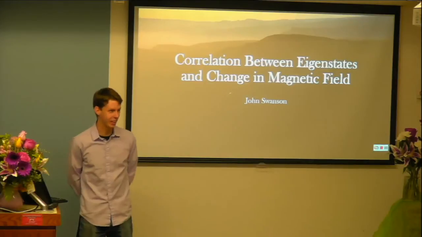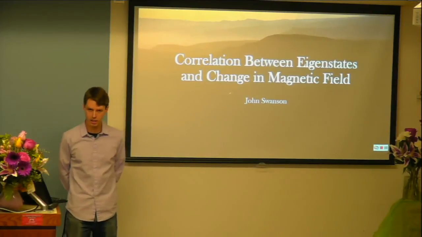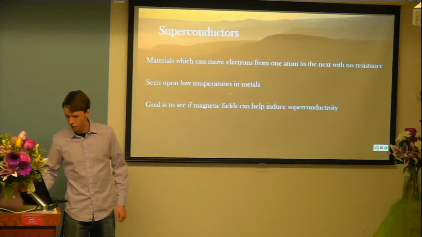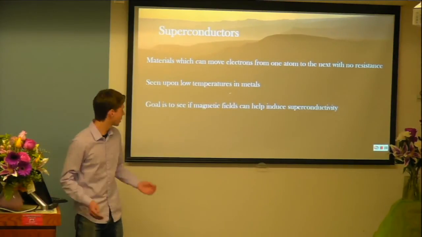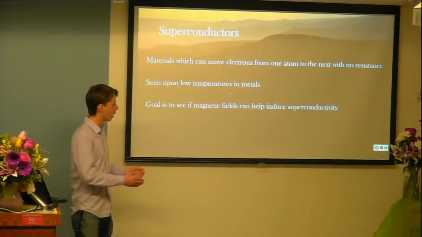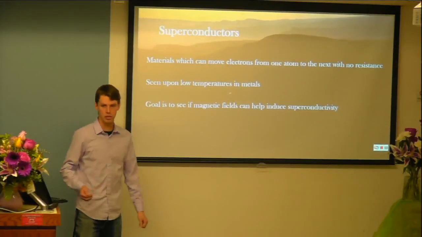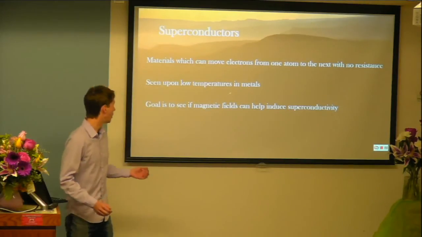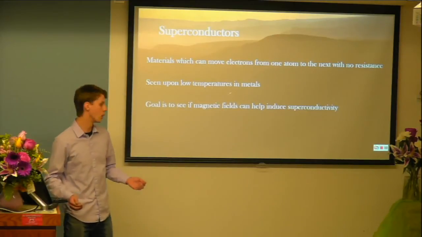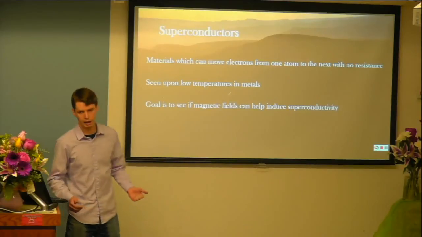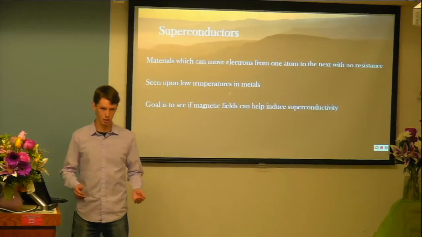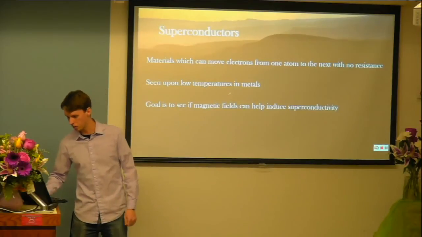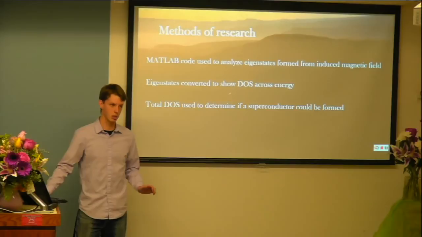Okay. Hello, my name is John Swanson. I will be presenting on the correlation between eigenstates as the magnetic field is changed. Just a brief overview: a superconductor is a material which can move electrons from one atom to the next with no resistance. This is often researched at low temperatures, bringing metals down to low temperatures, they can become superconductors in many cases. But one area of research that maybe isn't as looked into is the application of magnetic fields to form superconductors in metals. I know metals oftentimes, when they're superconductors, give off magnetic fields, but inducing them with a magnetic field may have a similar result to bringing it to low temperatures.